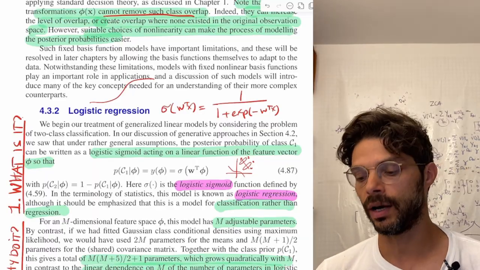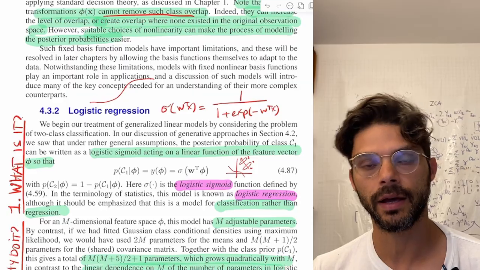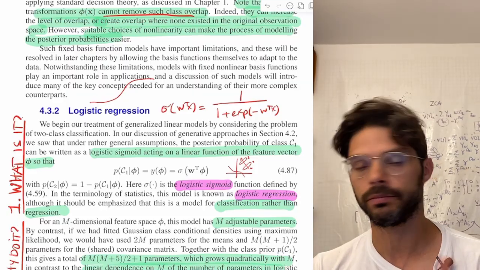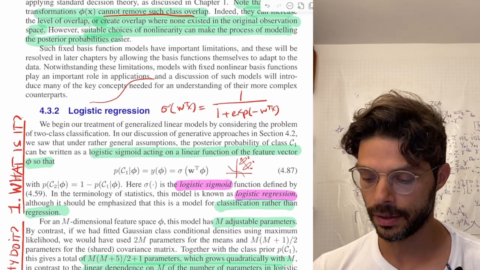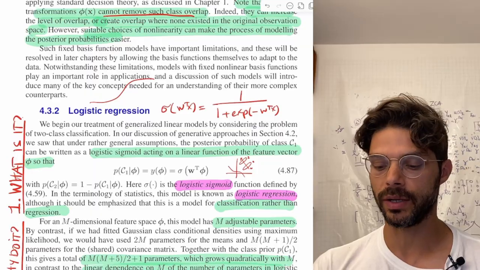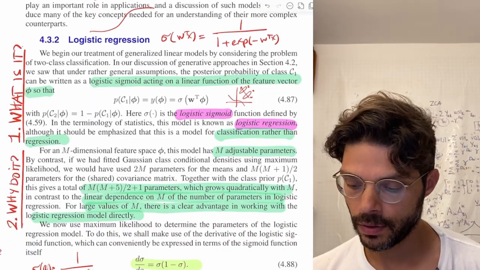It's just a means of turning your unbounded data, unbounded log odds, whatever it is, into a probability of one class versus the other. So that's kind of what it is, and how you might come across it.